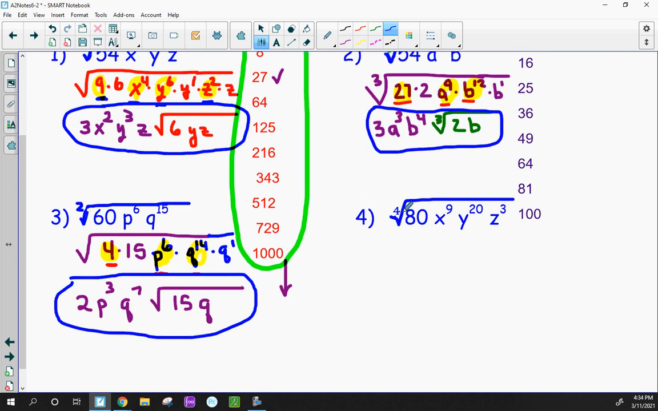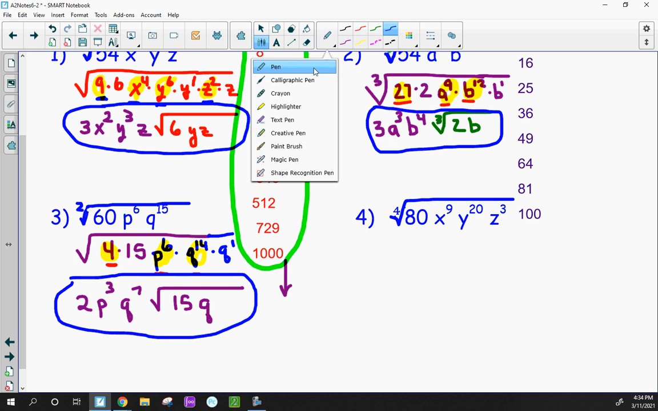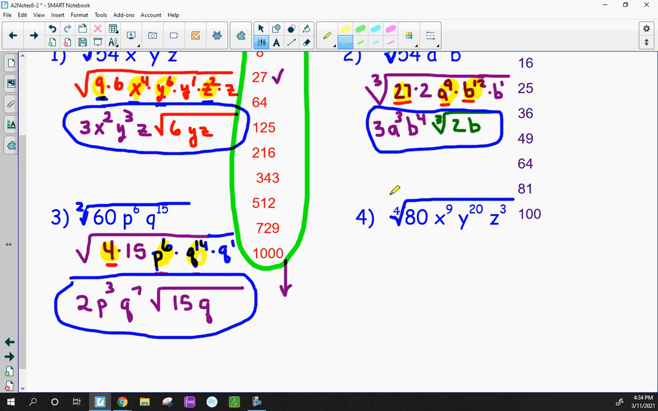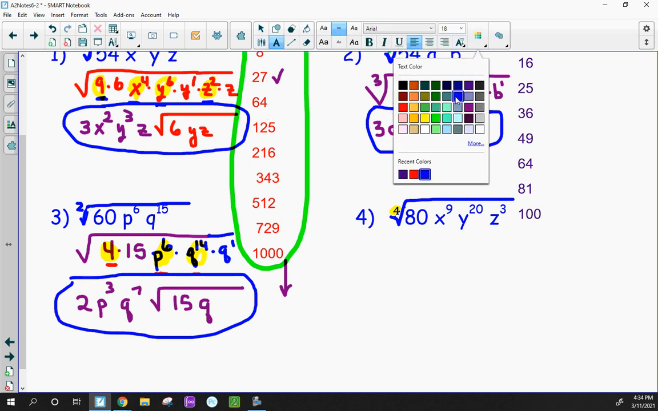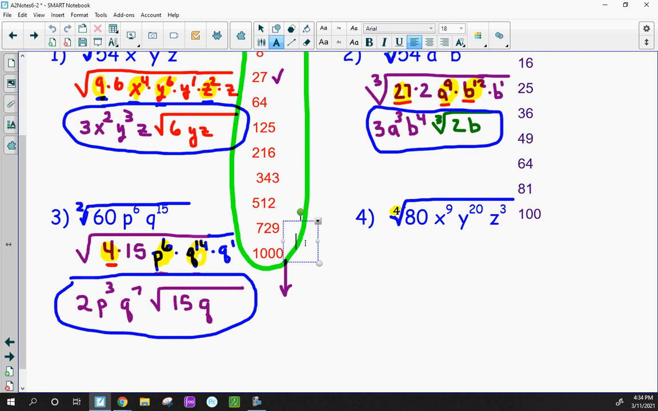Okay, question 4. Notice that in number 4, the index number is actually 4. And so perfect squares are not going to help me, and perfect cubes aren't either. What we've got to do is come up with a list of powers of 4. 1 times 1 times 1 times 1 is 1. 2 to the 4th, 2 times 2 times 2 times 2 is 16.